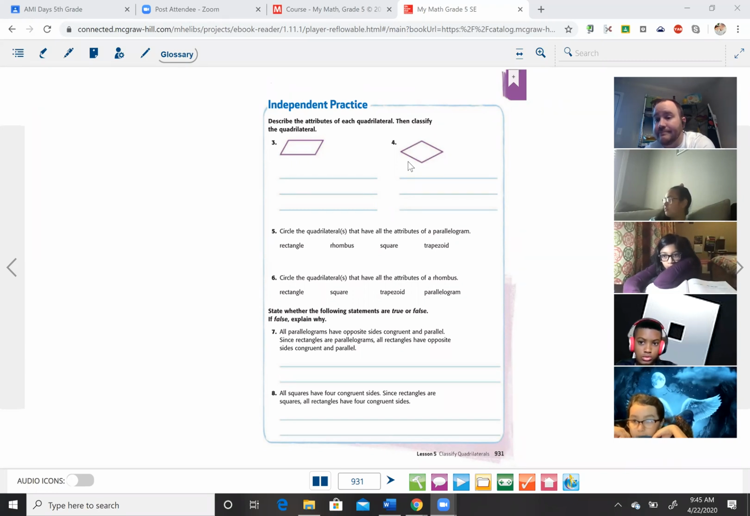So that's what I'm looking for. Does it have right angles? Are opposite sides congruent? How many sides are there? Things like that. So you can tell me what it is and then give me like 2 major characteristics. Okay. Does that help? Yes. Okay.